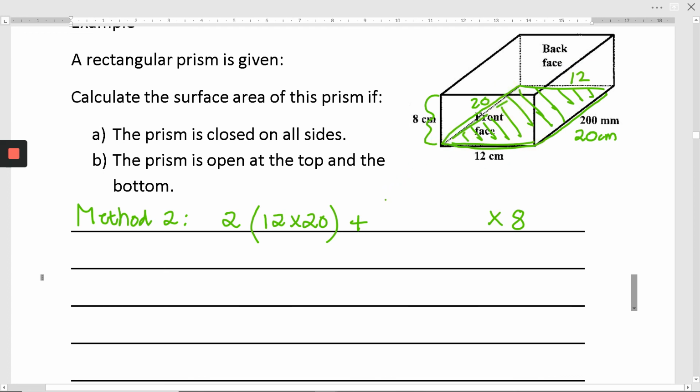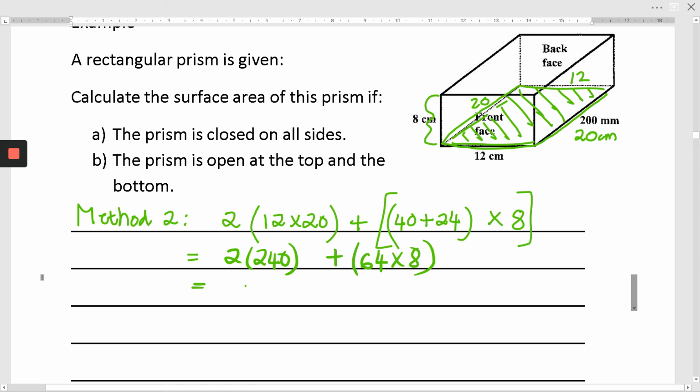So my perimeter of this base is going to be 2 length plus 2 breadth. So it's going to be 2 lots of 20. Let me just add those together, plus 2 lots of 12. And you can do this in any way that makes sense to you. Bearing in mind this must get multiplied in terms of order of operations first. So what this gives me is 2 times this 240 plus 64 times 8, which is again 992 square centimeters.